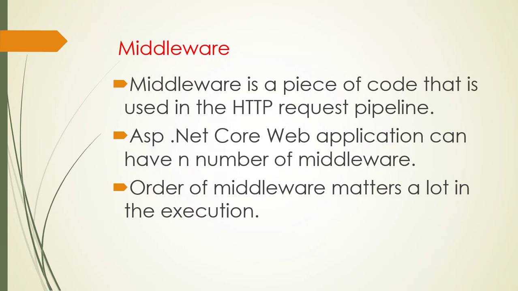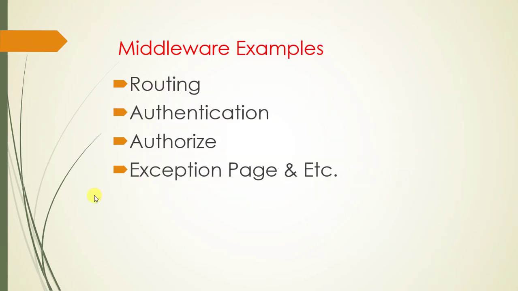Now let's see some examples of middleware. Routing. If you want to implement routing in your application, then you need to use routing middleware in the HTTP request processing pipeline. Authentication. If you want to authenticate the user, then you need to use authentication middleware. Authorize. This middleware is used to authorize users while accessing a specific resource. Exception page, and etc.